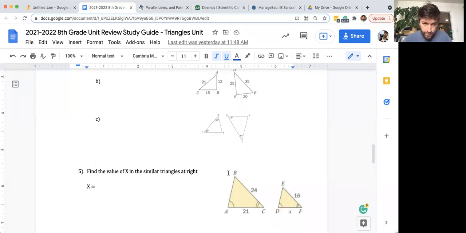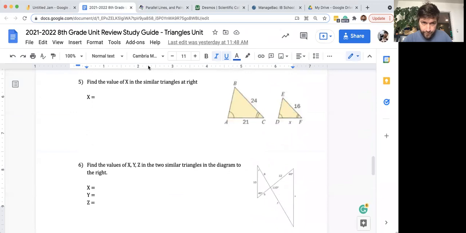Okay, so now we're going to do 5. Find the value of x in the similar triangles at right. We'll write them out. We have a triangle. So here we're told they're similar. We know they're similar. We just need to figure out what the proportion is.